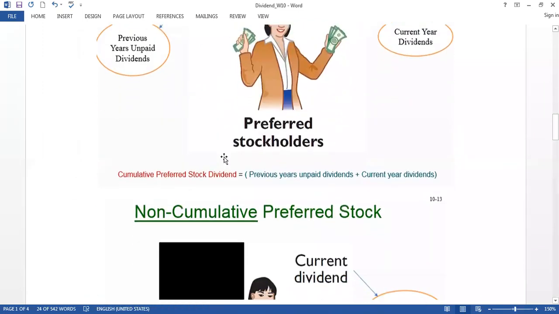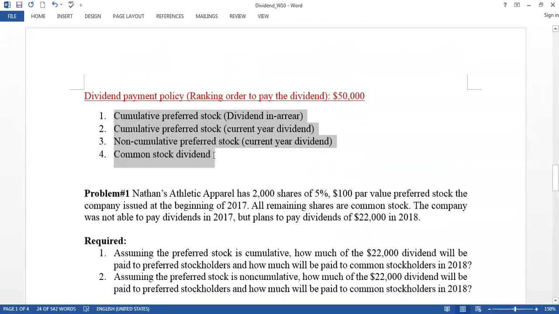So you can remember this ranking of dividend distribution. Then it will help you to solve the question very easily. Okay. So if you can remember this rank, go through these steps and distribute this money as a dividend.